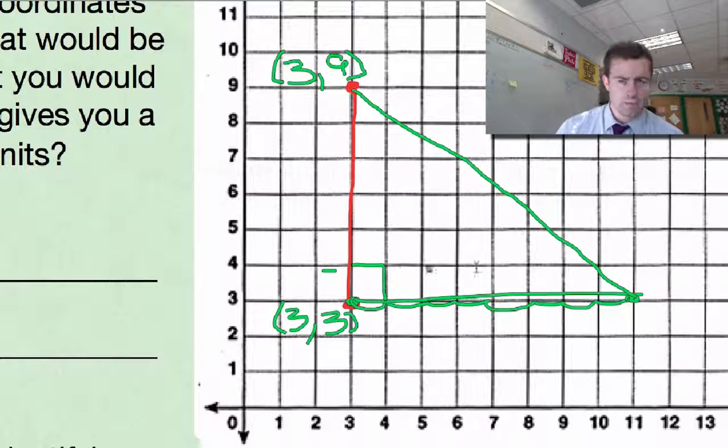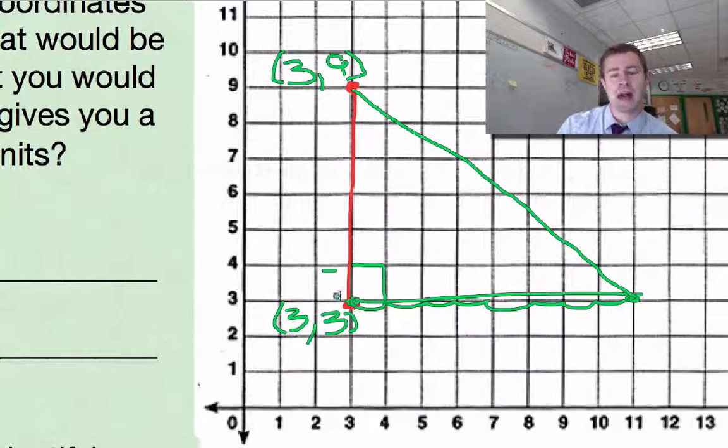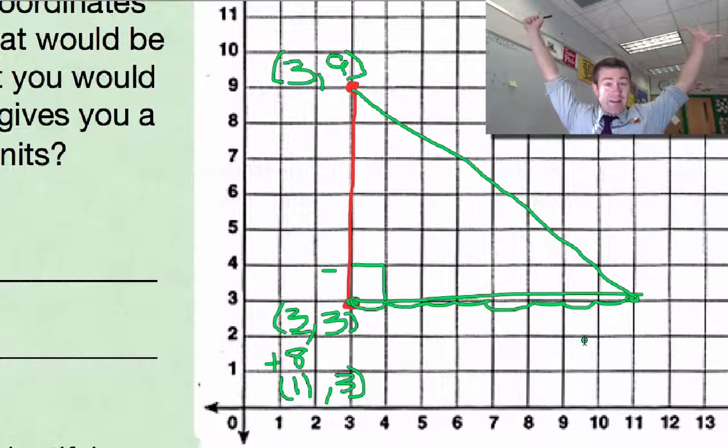There's another way of doing it though. Since we're making a base, follow me here. We are going to the right 8 spaces. That means I'm going to add 8 coordinate units to my x. So to my x over here, I'm going to add plus 8, and that gives me 11, 3. Let's see if we get to the same spot. We're at 11, up 3. We got it! It's there.